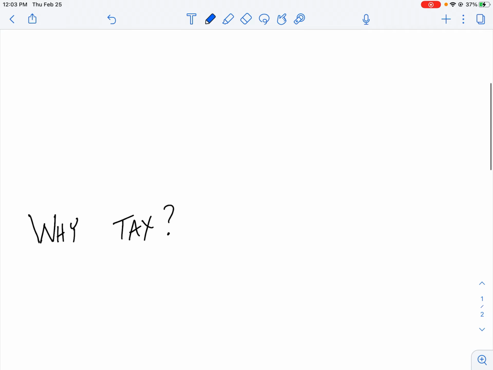So why do governments tax? Well, you might be able to come up with a fair number of reasons. I think the two main reasons are, one, to raise revenue. If the government is going to provide public goods or provide services to people, then they need resources to do that. They have to raise that revenue somehow. Taxation is the main way for governments to raise revenue.